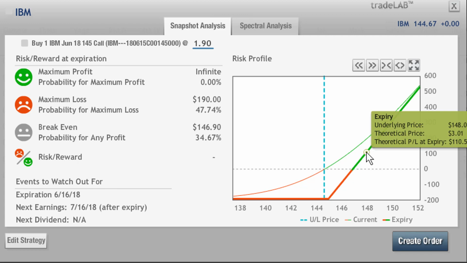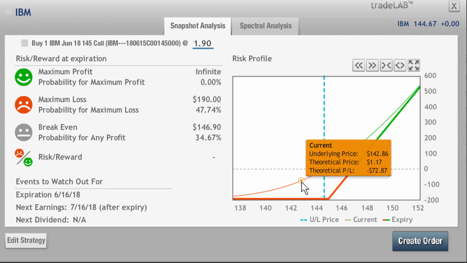So the difference between those prices, which is the difference between these two lines here, is time value. And that's why it has more value today than at expiration. What happens if the stock price falls all the way down to 142.60 today? The option's theoretical price is $1.08. I'd be down about $81, $82.